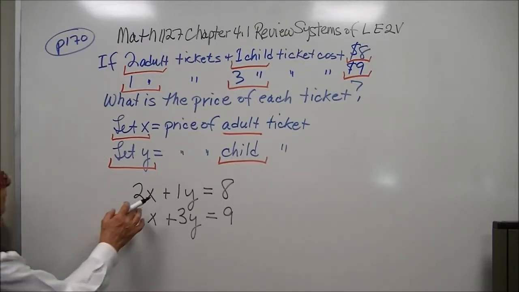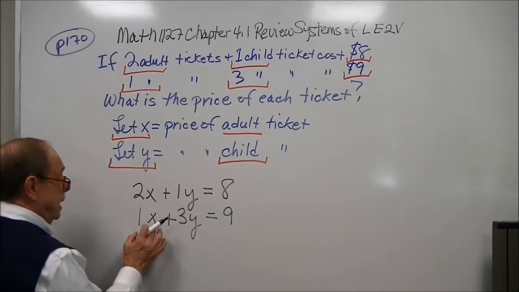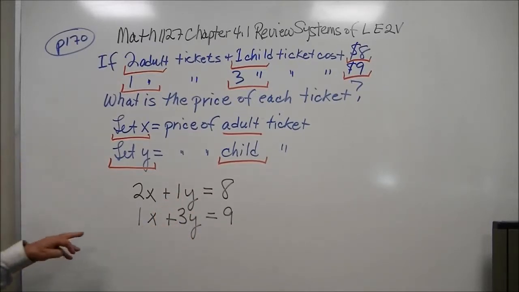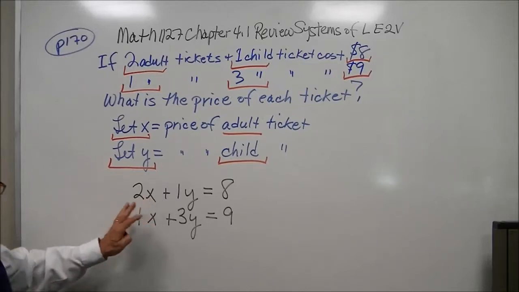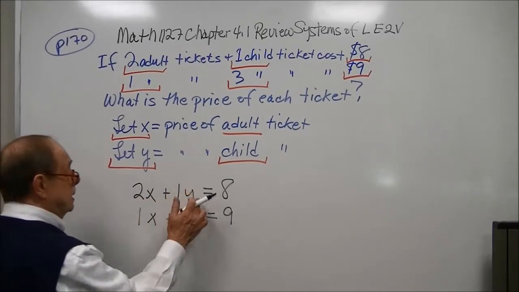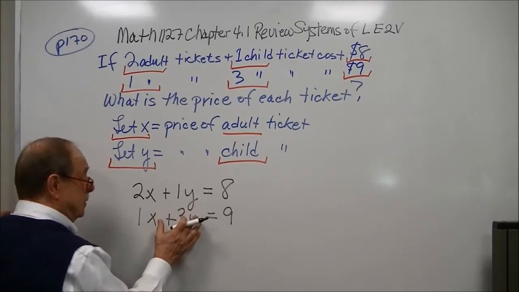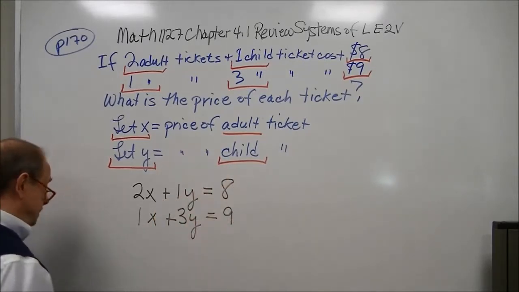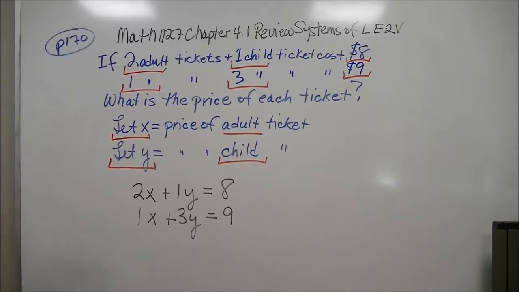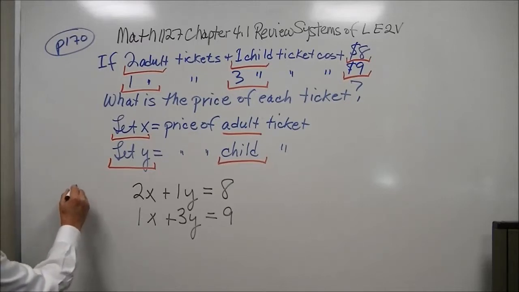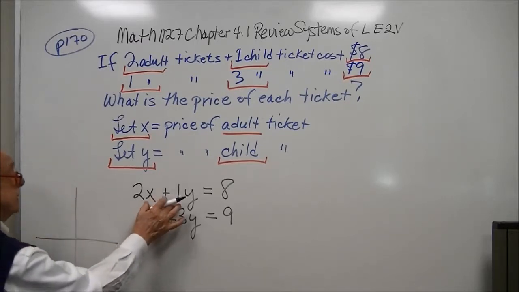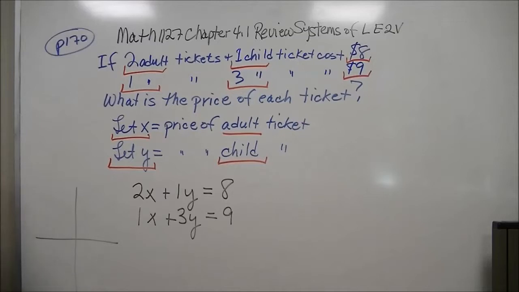And notice there are two variables. There's an x and a y and an x and a y. Now we're assuming that the price of the adult ticket is the same in both, and the child's ticket is the same in both, and that it equals this amount of money. So how can we possibly solve that? Well, the first way the book suggests is to make a graph and put these linear equations into the graph, and we're going to see where the lines connect.